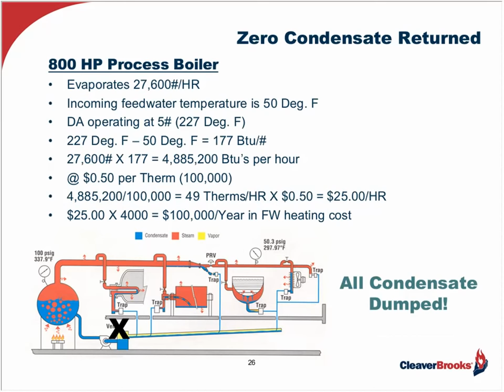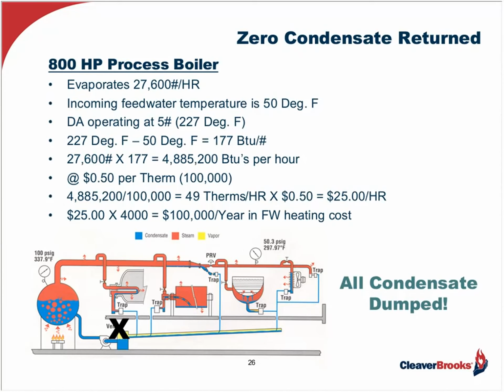Now let's say our incoming water is at 50 degrees. I'm operating my DA at 5 pounds, and that's 227 degrees Fahrenheit. This means I have to raise the temperature of each pound of water to reach saturation temperature before I can add the heat for a phase change into steam, that latent heat. That sensible energy, that's 177 BTUs per pound times the 27,600 pounds equals 4.9 million BTUs I have to add.